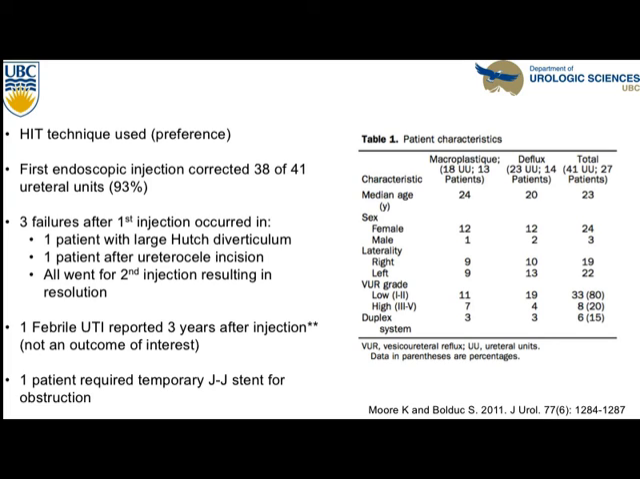There were 3 failures reported after their first injection. One was due to a large Hutch diverticulum. One was a patient after a ureterocele incision. Apparently all went for a second injection, resulting in resolution at the 3-month follow-up. Only one febrile UTI was reported 3 years after injection, but again, this wasn't the outcome of interest, and they didn't really follow these patients looking for these actively. One patient also required a temporary double J stent for obstruction.